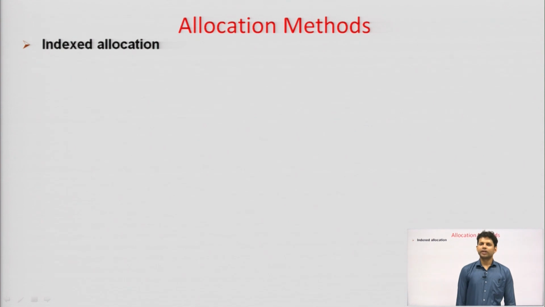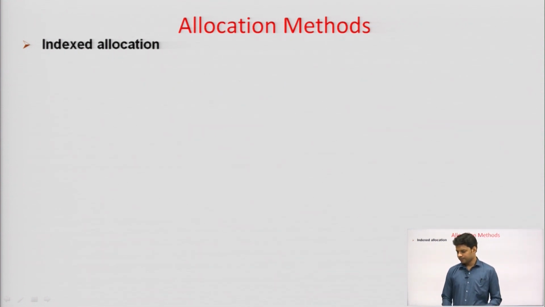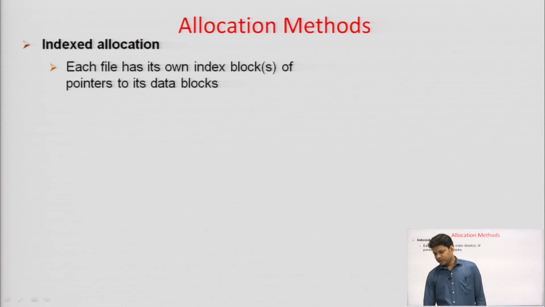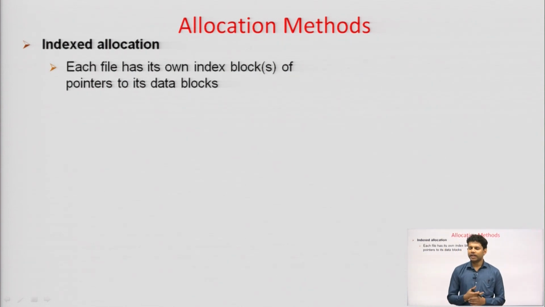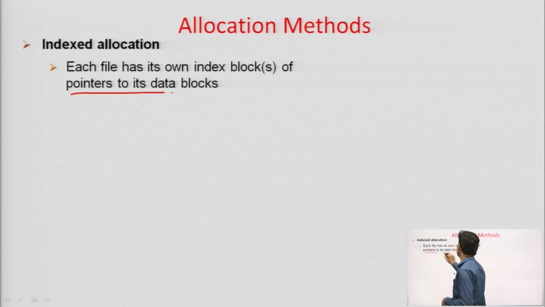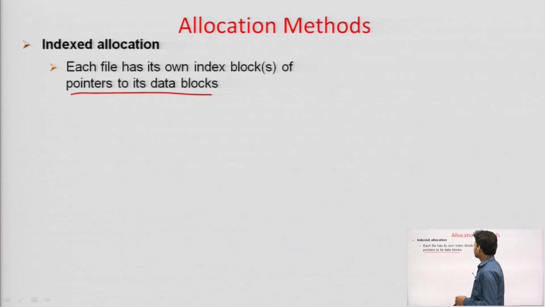Now the next allocation method is very easy. We have also seen this in access methods. This is your indexed allocation. What is indexed allocation? Each file has its own index block of pointers to its data blocks. So you are just maintaining an index that contains the pointers to all the nodes which are free for allocation.